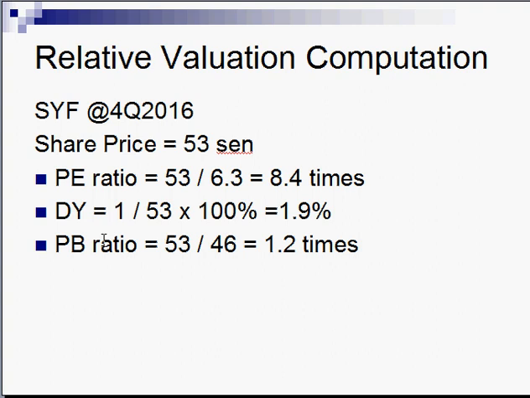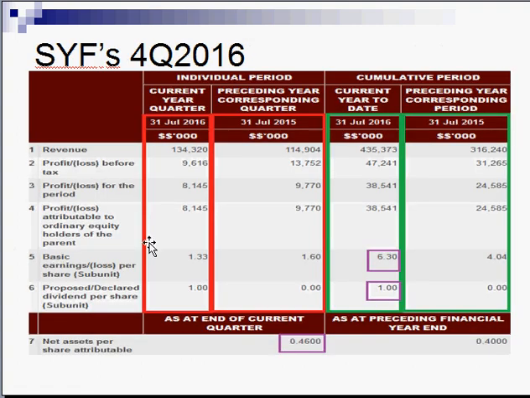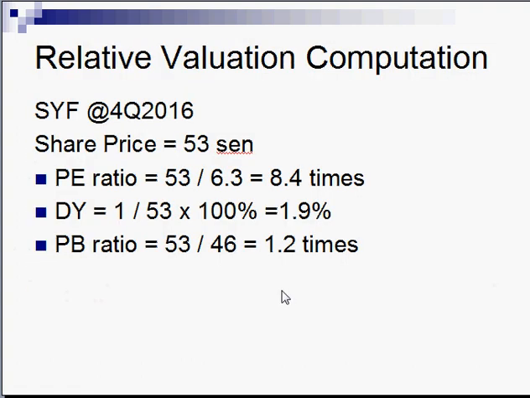Now the next number you can get from just looking at the fourth quarter result announcement would be the dividend yield. Now dividend yield would be the dividend paid out for the full year, right? In this case it is 1 cent divided by the share price, and times 100% will give you the number 1.9%.